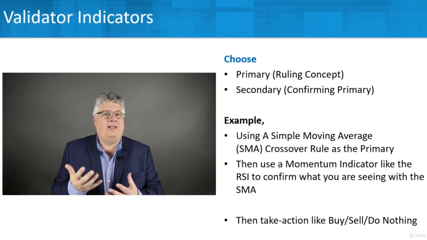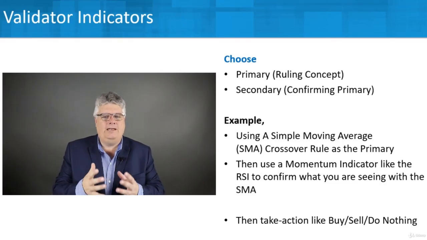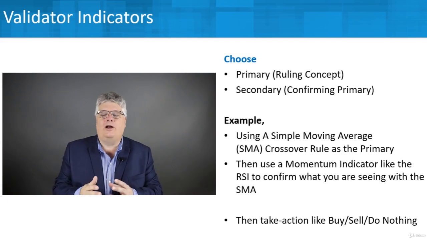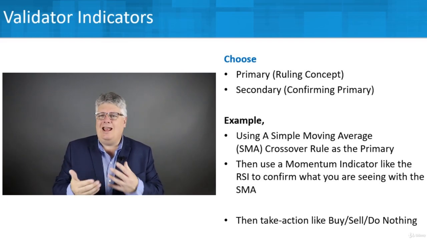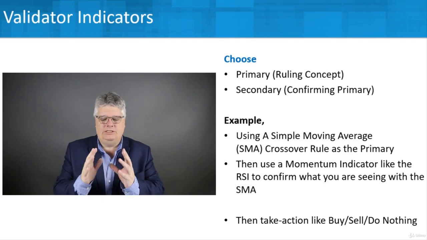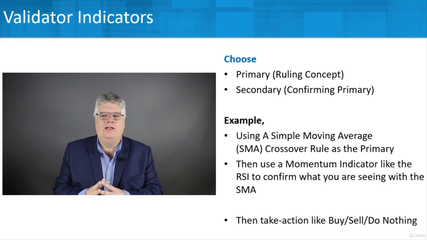So how can we apply this concept of combining different types of indicators? That's where we use the term validator indicators. You're validating something. So kind of how it works is you choose a primary. This is your ruling concept. This is the thing you're really searching for when you're out there evaluating securities. And so you have this primary indicator that you use all the time.